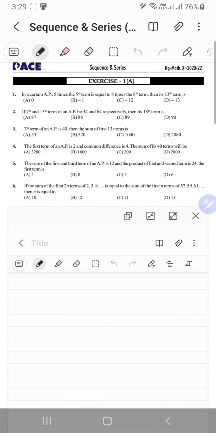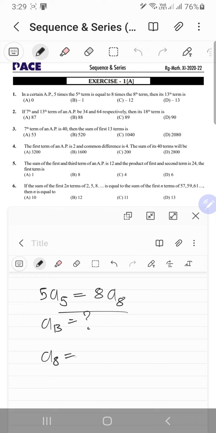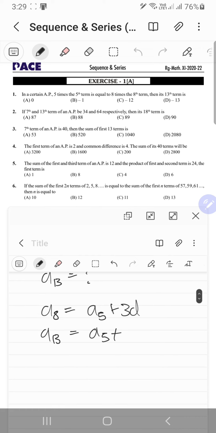Okay, in a certain AP, 5 times the fifth term is equal to 8 times the eighth term, then A13 is what? So in this equation, we know that A8 can be written as A5 plus 3D and A13 can be written as A5 plus, so 13 minus 5, that is 8, I think, right? Yeah, of course.